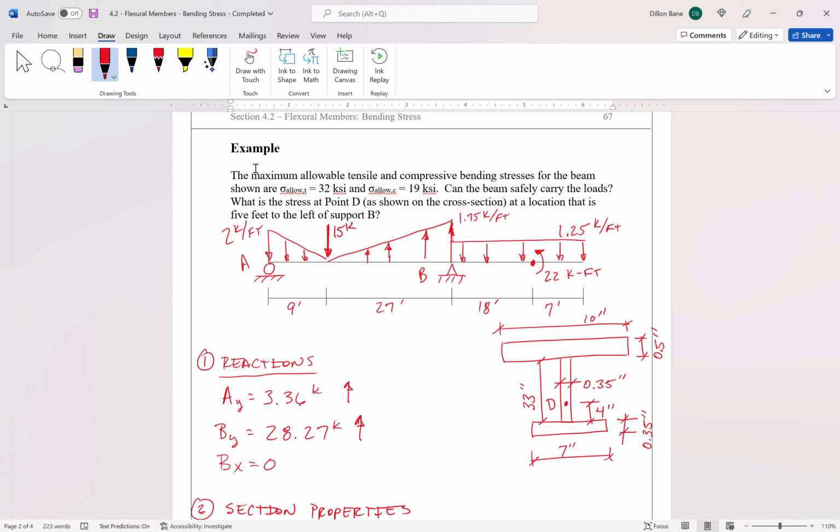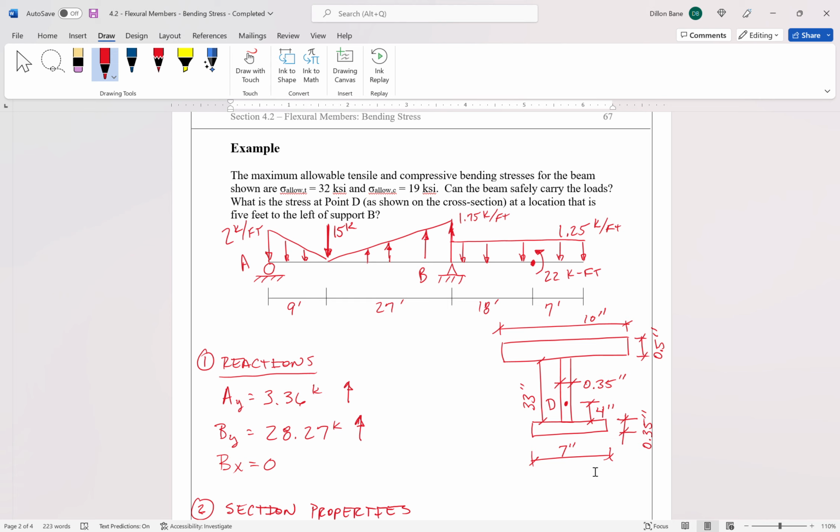Second question that this example wants to know is, what is the stress at point D at a location that is 5 feet to the left of support B? Point D is over here on the cross section. It's 4 inches above the bottom flange. I've located point D 4 inches above the bottom flange, meaning that it is not at the centroid and it is not at the top or bottom of the beam.